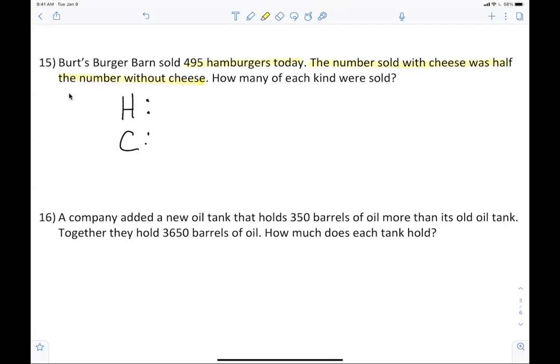So do we know how many there were without cheese? We don't know. X. That is correct. X. So then cheese would be what? 1/2 x. That is it.